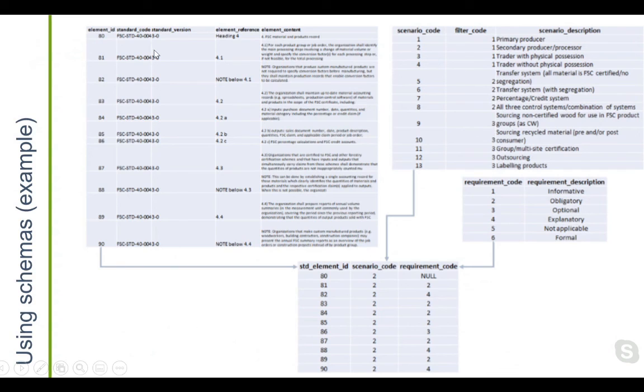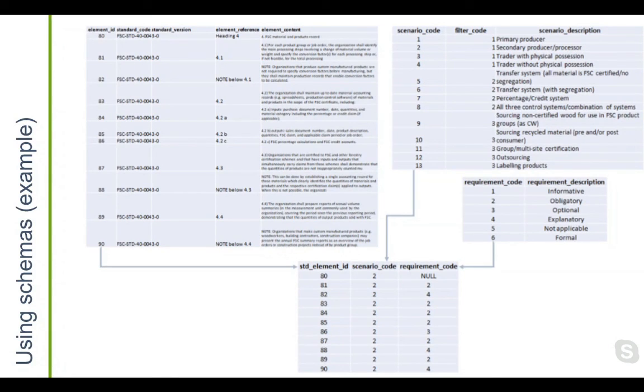You will need this data in app 1 or app 2, for example. Why? Because in a standard, you have several requirements. We are calling these standard elements. So, for example, in this standard, we have clause 4.1, 4.2, 4.2a, b, c, and also the content of these elements. You have the scenarios, as we mentioned, in both documents, that have different scenarios. For example, the company can be a primary producer, a secondary producer, a trader, and so on.